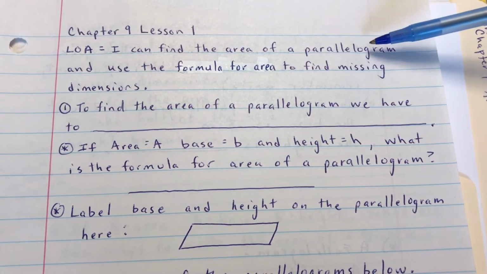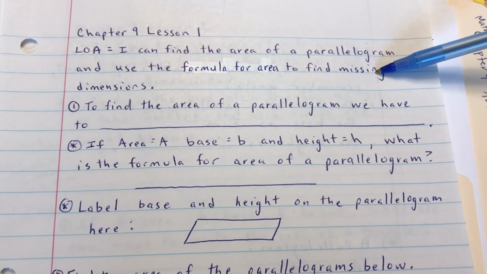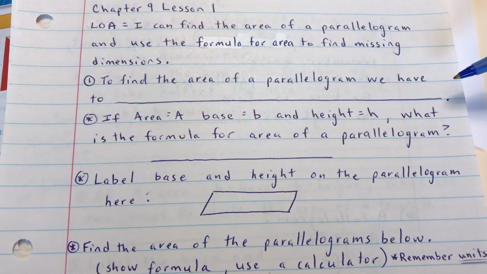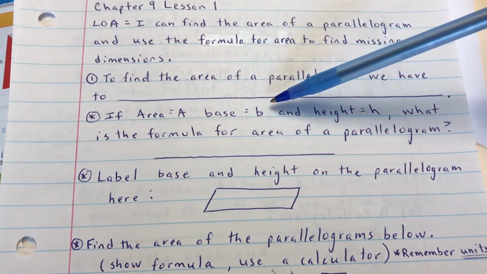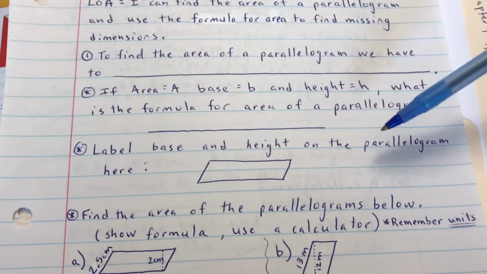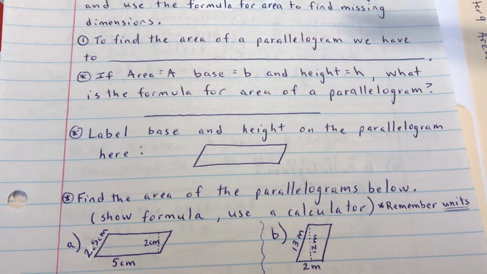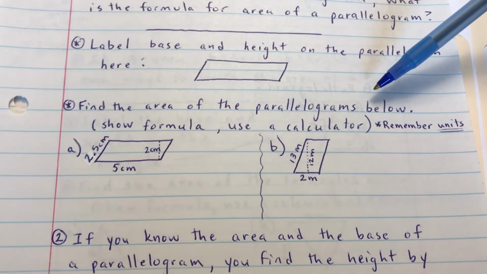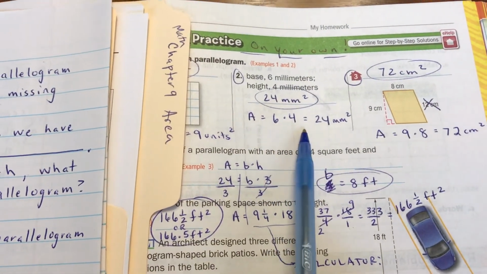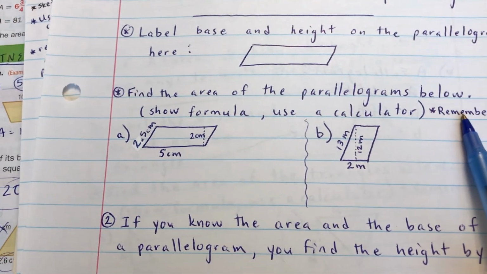Time for the reflection. So the reflection for lesson 1, you're going to have to find the area of a parallelogram and use the formula to find missing dimensions. So first, to find the area of a parallelogram, we have to do what? We have to multiply what? So use words. If area is A, base is B, and height is H, what is the formula for area of a parallelogram? Write that out here, A, B, and H. Then label base and height on this parallelogram here. Here, find the area of the parallelograms below. Show the formula. So you have to do what I did here, where you show area equals the base times the height. So show the formula when you show your work. You can use a calculator and remember the units.